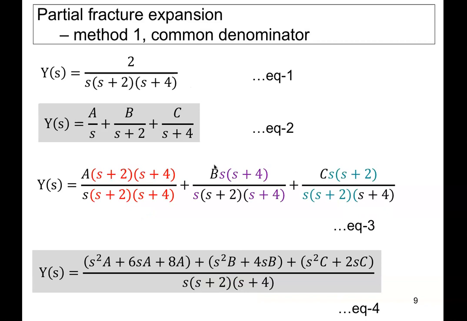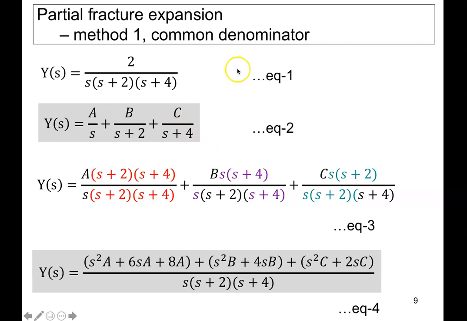Now I'm going to give you a little bit of revision on how to do partial fraction. Well, I don't know why it's partial fracture, but it's the partial fraction expansion method. Okay. Approach number 1, we're going to use the common denominator method.